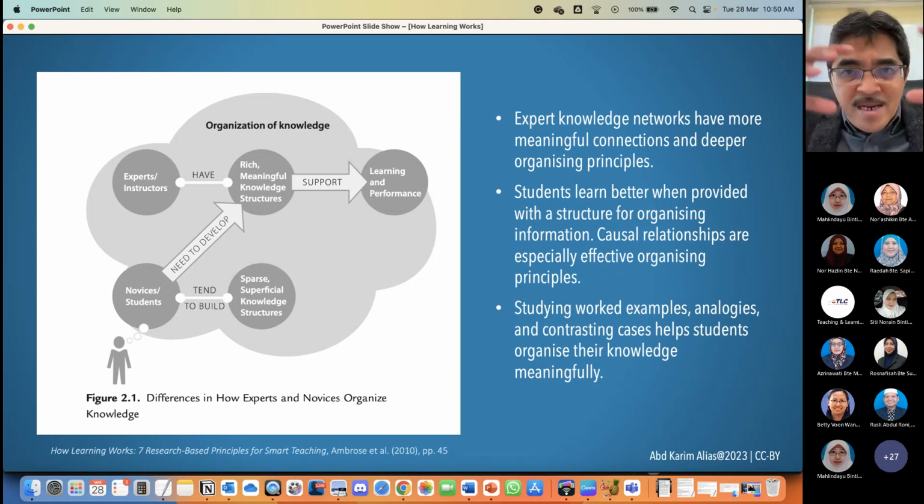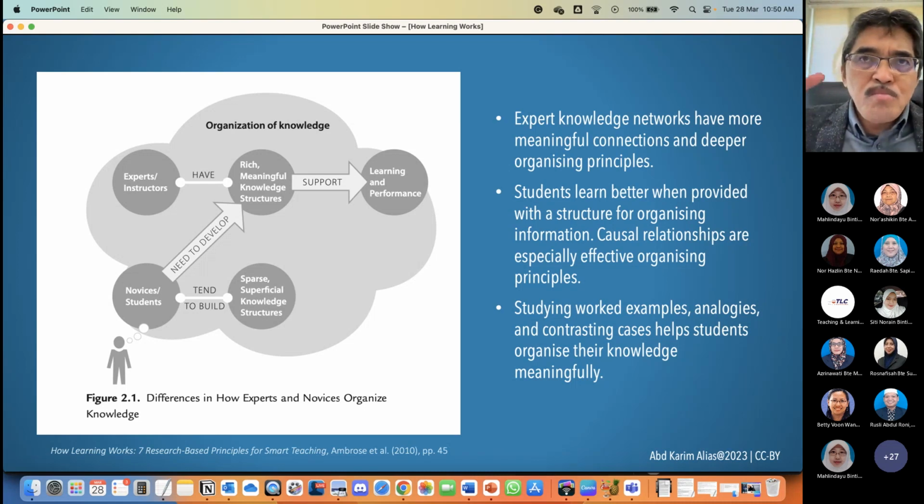We teach them to organize all the information into a more structured manner, so that they can see, oh, okay, this is the relationship, this is a connection, this one comes out from here, this one is under the subheading here. So they can see the bigger picture. They can see the whole forest. Causal relationships are especially effective organizing principles, meaning that from here it goes to here, this one is here, that kind of connection.